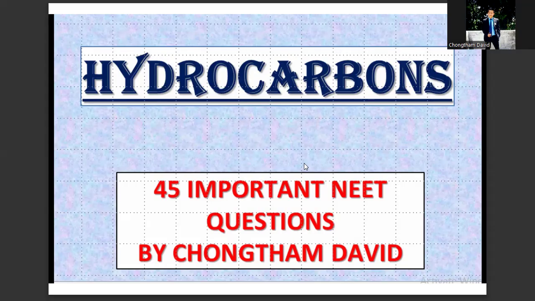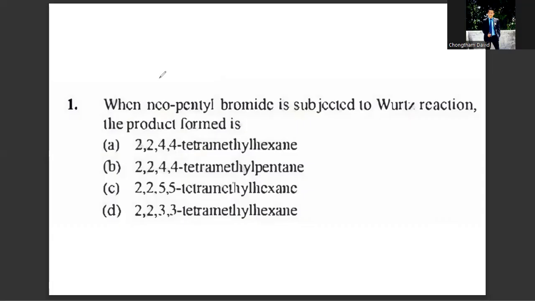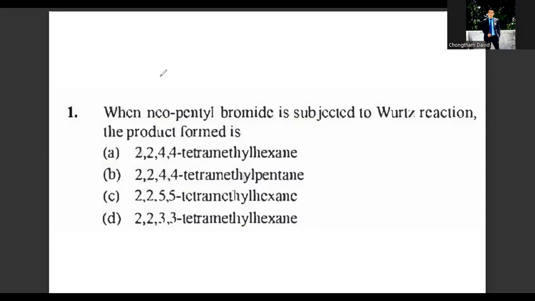Let's see the questions. Question number one, I'll read it out for you. It says, when neopentyl bromide is subjected to Wurtz reaction, the product formed is 2,2,4,4-tetramethylhexane, 2,2,4,4-tetramethylpentane, 2,2,5,5-tetramethylhexane, 2,2,3,3-tetramethylhexane. So to answer the question, let us write down the structure of this neopentyl bromide.